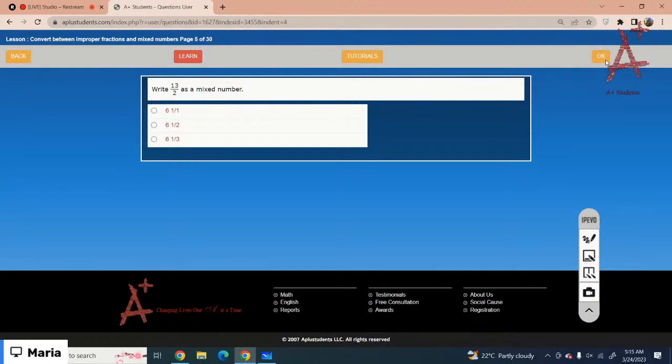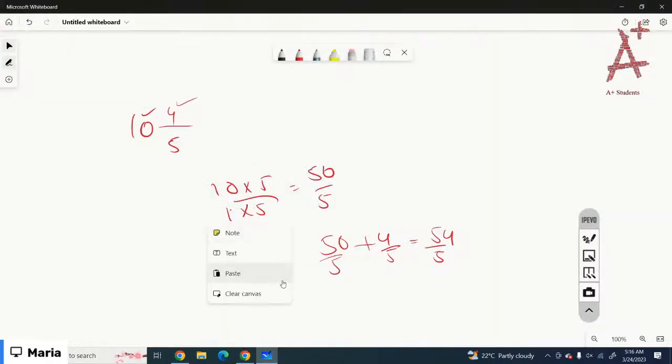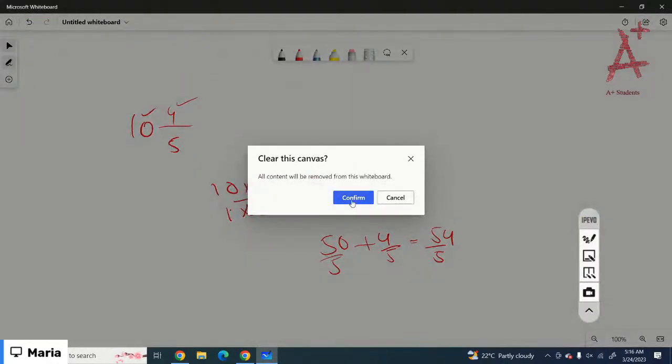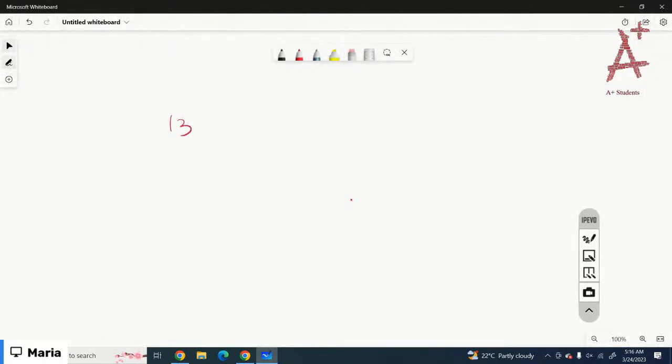Which is the correct option? Oh, you have to write it as 13 over 2. You have to write it as a mixed number. Just divide whenever you are given a fraction. You have to write down the answer in the mixed form. So just divide it. Got it?